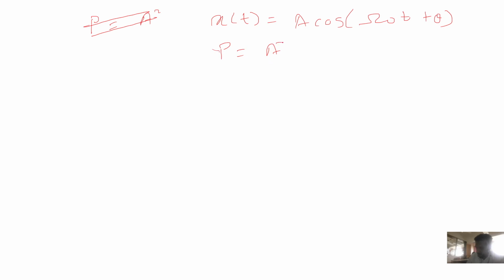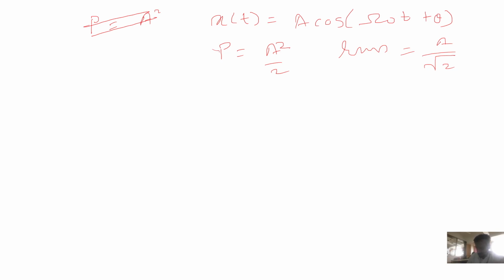Yes, sir. Okay. So let me write this over here. Power is going to be equal to, let me write the equation first. What was our equation? x(t) = A cos(omega_0 t). You will understand why I am writing this here. Power is going to be A squared by 2, and RMS is going to be A by root 2.